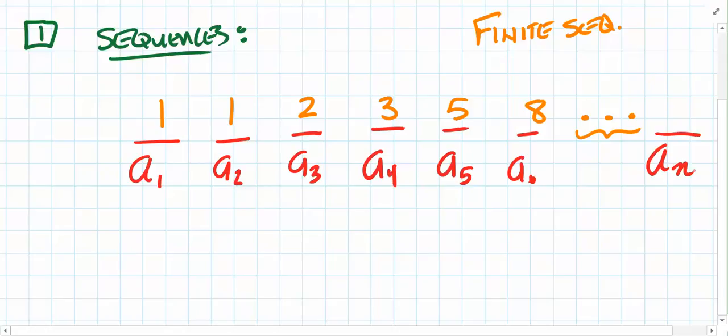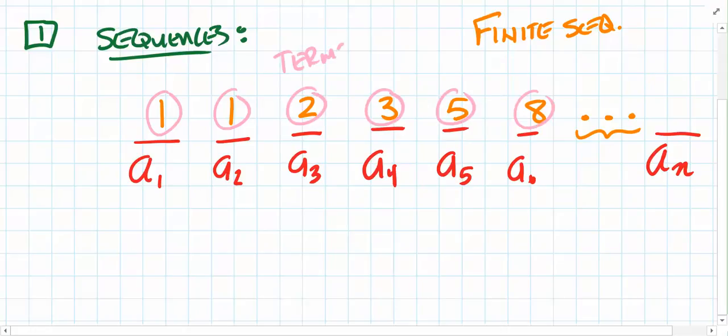Why do we call it this way? Well, now I can ask you questions. Everybody, what is the value of the fourth term? You'd say 3. What's the value of the sixth term? You'd say 8. What's the value of the fifth term? 5. What's the value of the second term? 1, right? What's the value of the first term? 1. Good. So each of these items right here are called your terms.